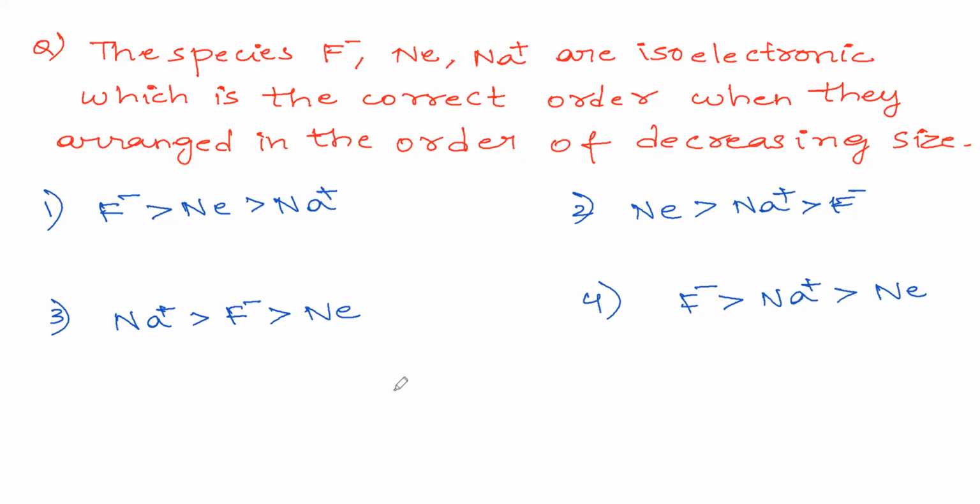So naturally the nuclear attraction is more for Na+, then Ne, then F-. If the nuclear attraction is more for Na+, then its size is less. So the answer is the first option, F-, Ne and Na+. I hope this is clear. Anion is bigger than neutral, than cation, within the same isoelectronic species because they belong to the same period. Next question.